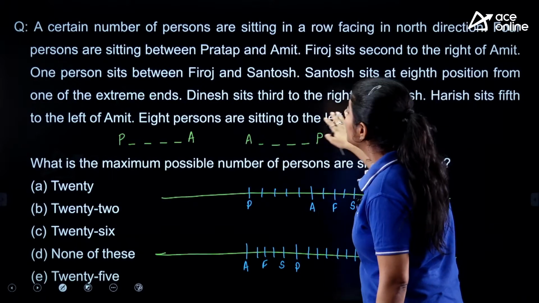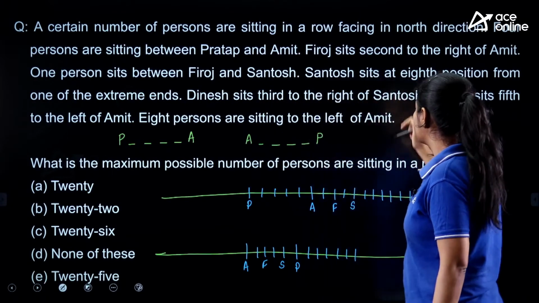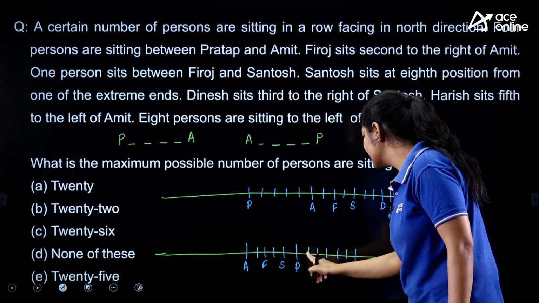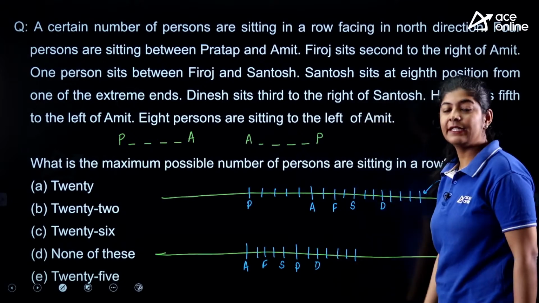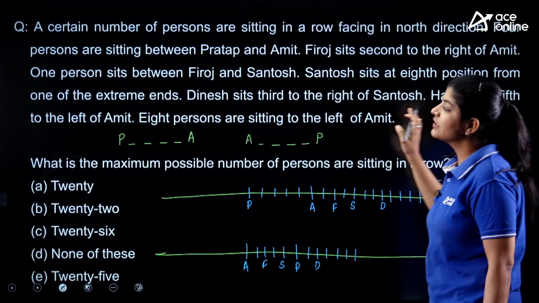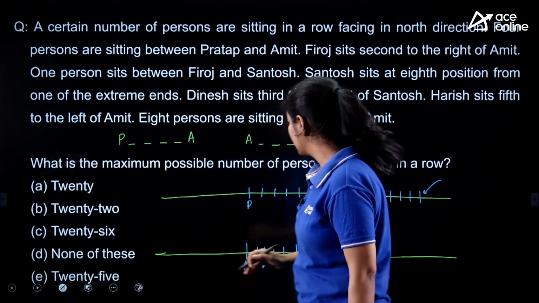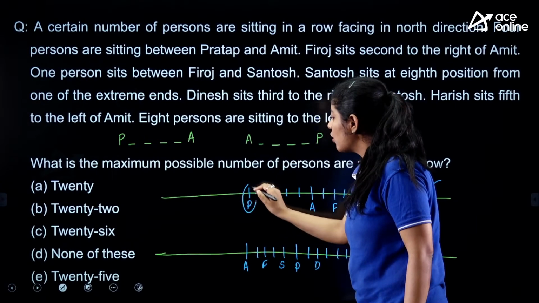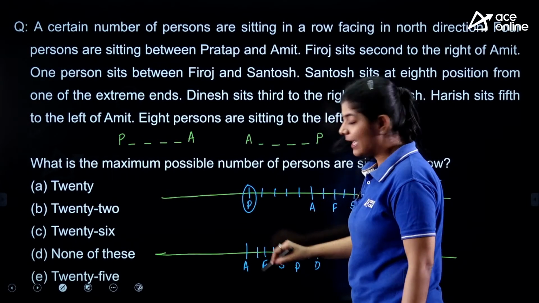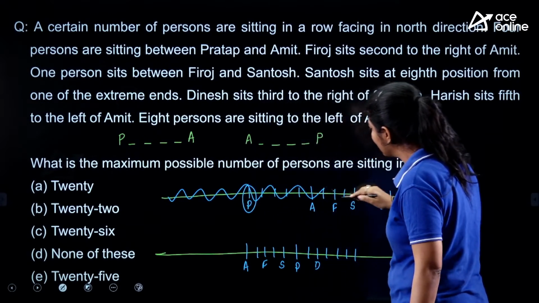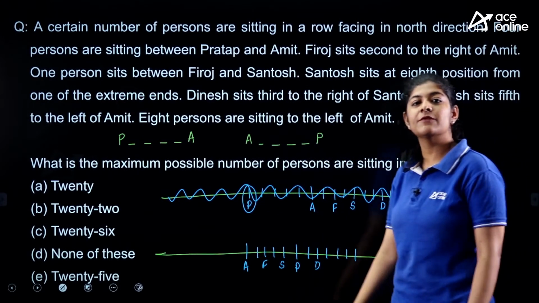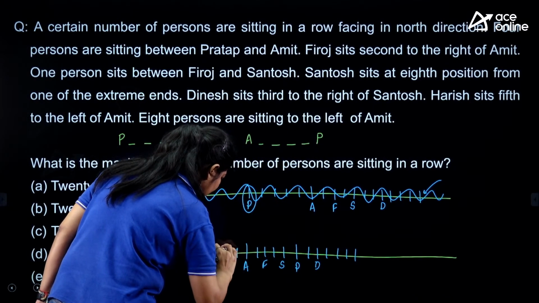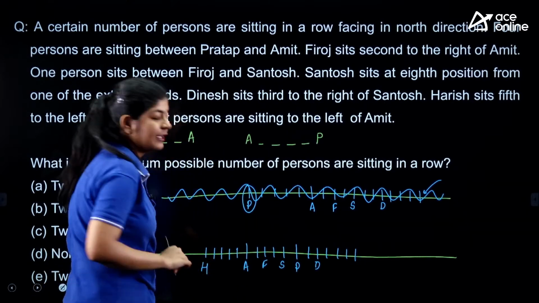Next. Dinesh sits third to the right of Santosh. First right, second right, third right. Here we have Dinesh. Same for the other case: here we have Dinesh. Next. Harish sits 5th to the left of Amit. First left, second left, third left, fourth left, 5th left. This place is already occupied by Pratap, so this arrangement is eliminated because there is no space for Harish. In the other one, 5th left: 1, 2, 3, 4, and here we have Harish.